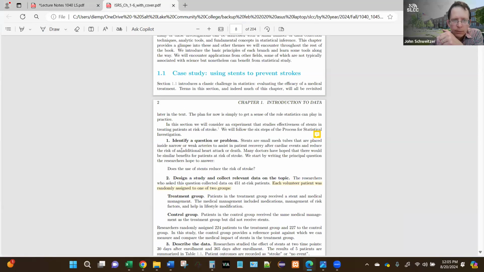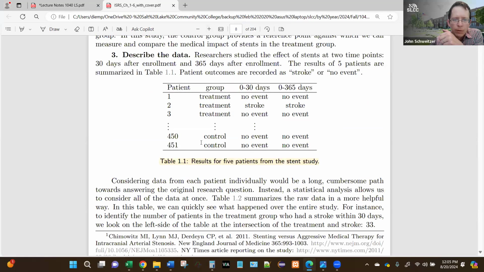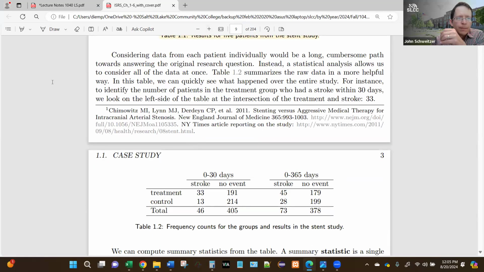I'm going to come over here to page 2 of the textbook. This was a scientific article that appeared in the New England Journal of Medicine. So the New England Journal of Medicine is one of the top, maybe the top, scientific medical journals in the country. I mean, it's a very prestigious journal. And so, it's a real study that was done.